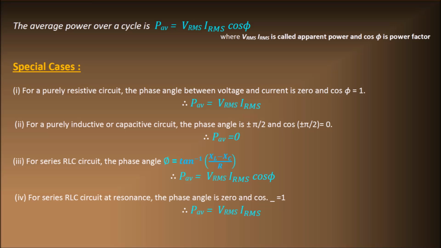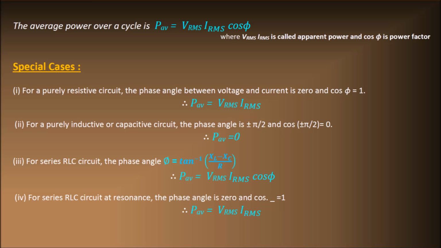See the second case. For a purely inductive or capacitive circuit, the phase angle is plus or minus pi by 2. So automatically cos of plus or minus pi by 2, cos 90, is 0. Therefore, when you substitute cos phi as 0 in this equation, the right-hand side becomes 0 and the average power will be 0. Therefore, you always get average power equal to 0.